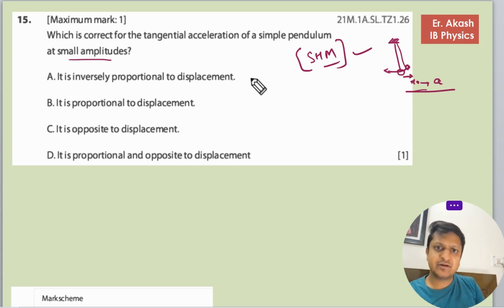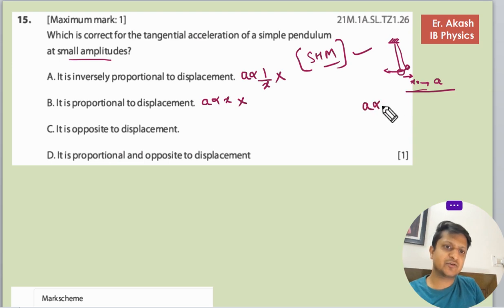The first option says acceleration is inversely proportional to x. The next says acceleration is proportional to displacement. Inversely proportional is not the right answer. Proportional to displacement is also not the right answer, because we know that acceleration is directly proportional to minus x, not x. The next option says it is opposite to displacement, so whatever the x is, it will be opposite to it. But it is not directly opposite, so this is also not the right answer.